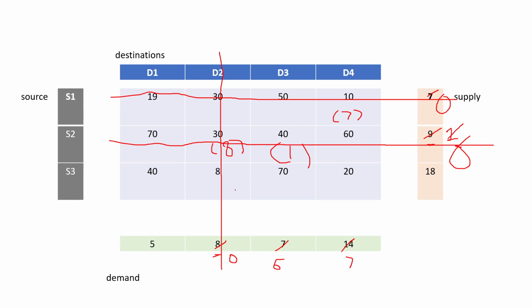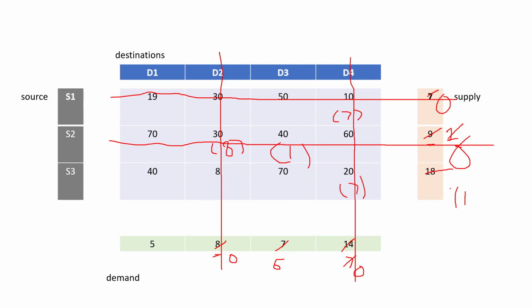Now we have one row remaining, and the minimum element from that row is 20. Supply is 18 and the demand is 7, so we can fulfill its demand by 7. Now the demand becomes 0 and supply becomes 11. Okay. Now we can see the demand is fulfilled, so we draw the vertical line throughout that column.